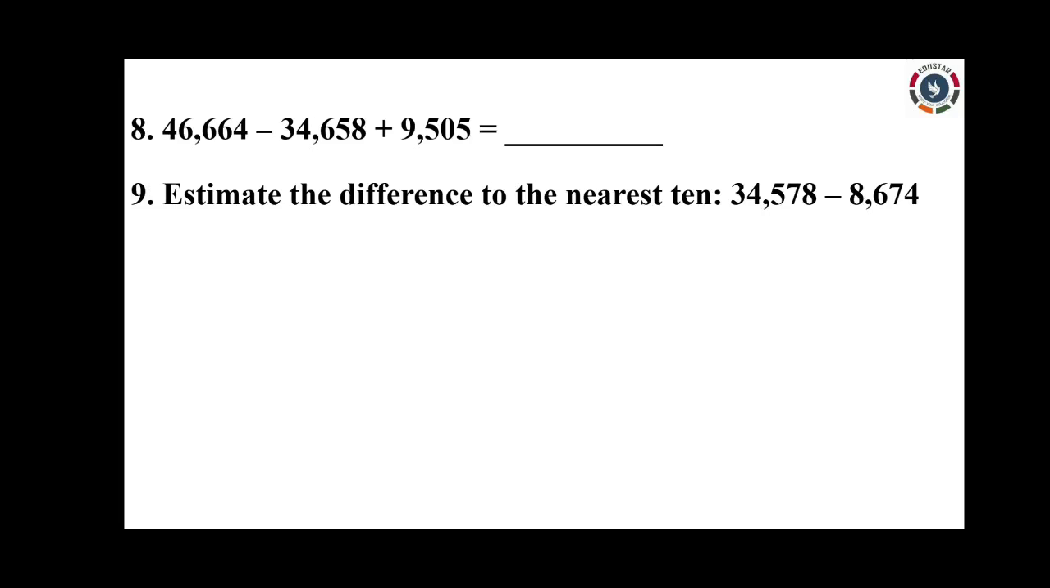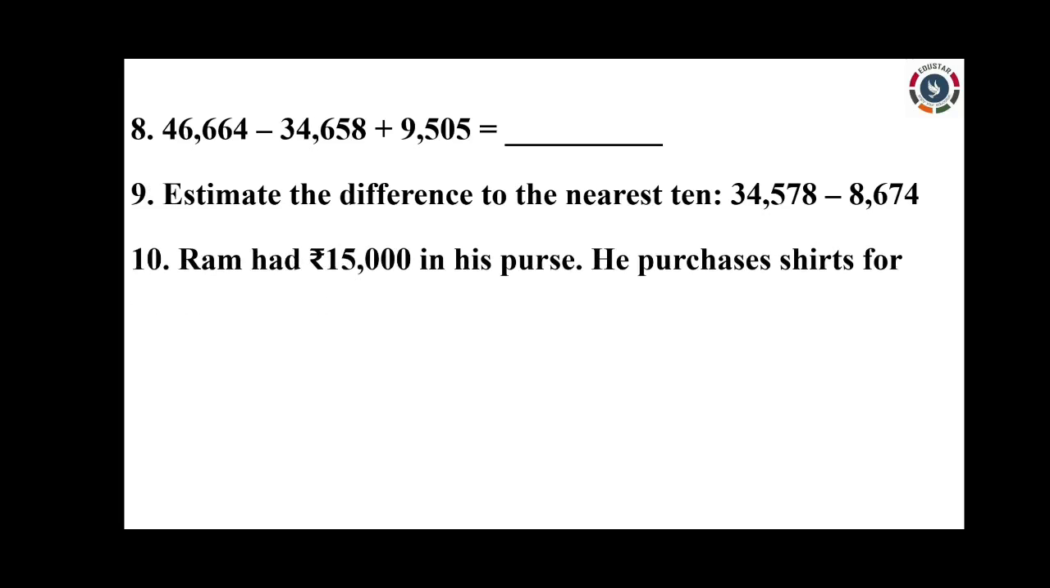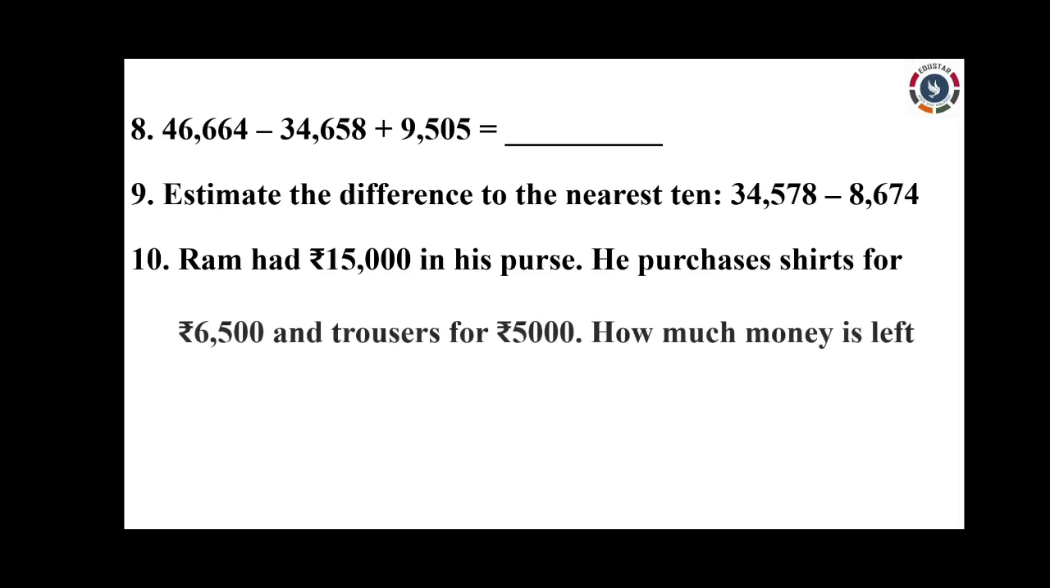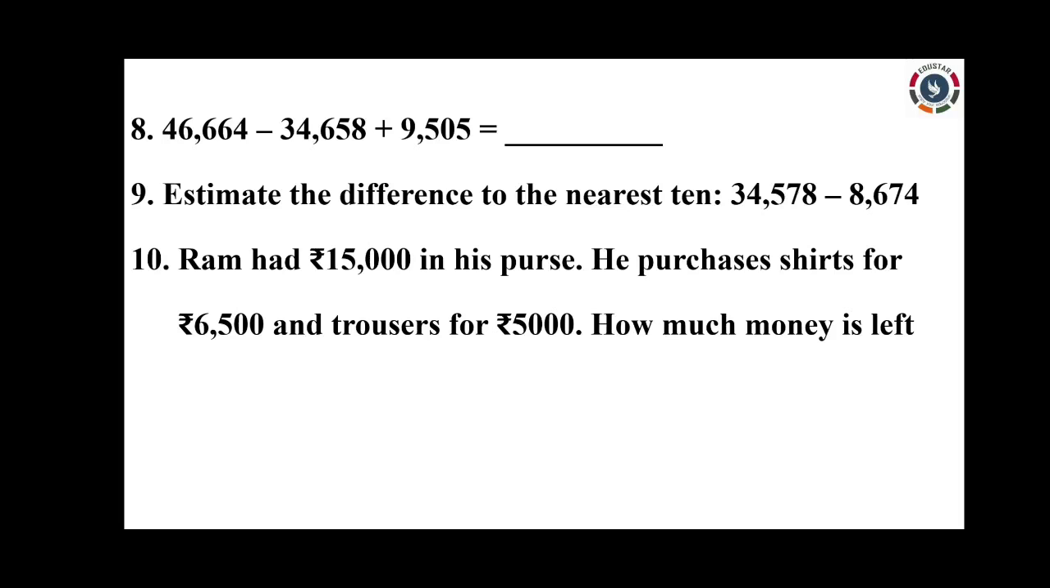10th question, Ram had rupees 15,000 in his purse. He purchases shirts for rupees 6,500 and trousers for rupees 5,000. How much money is left with him? Now we are going to see the answers.